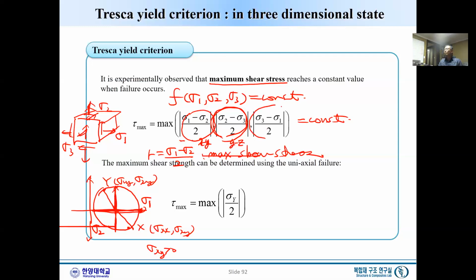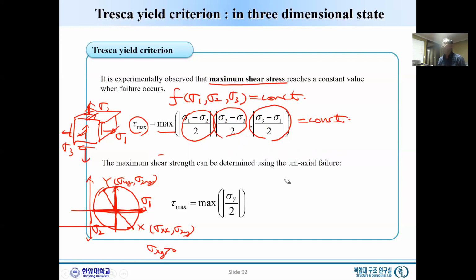Now, sigma 1 minus sigma 3, we can have this as another maximum shear stress. So sigma 3 minus sigma 1 will be another maximum shear stress. So we can have three maximum shear stresses, one for each plane, and the maximum of these three will be the maximum shear stress. So this is simply the definition of a maximum shear stress.